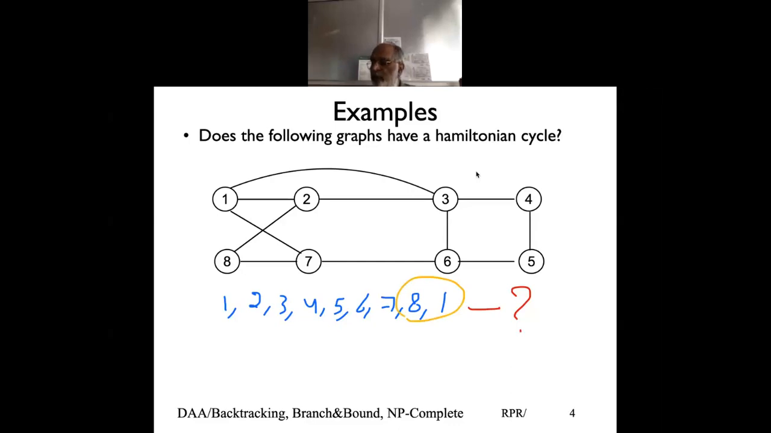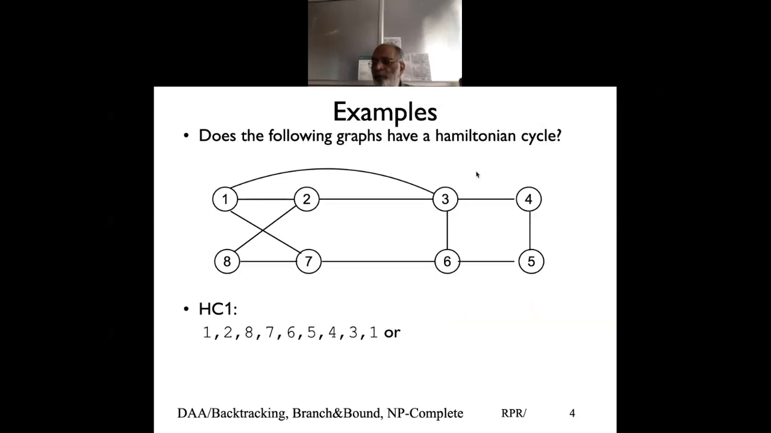So let's look at what Hamiltonian cycles are possible. One is 1, 2, 8, 7, 6, 5, 4, 3, and then back to 1. Or I can do another Hamiltonian cycle: 1, 3, 4, 5, 6, 7, 8, 2, and 1.